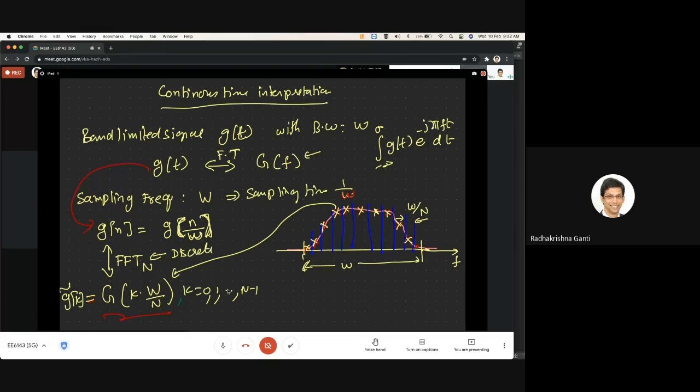Okay. One more thing that you see is that if I increase my n, I get better and better resolution in the frequency domain. Just keep that in mind. It will come in handy sometime.